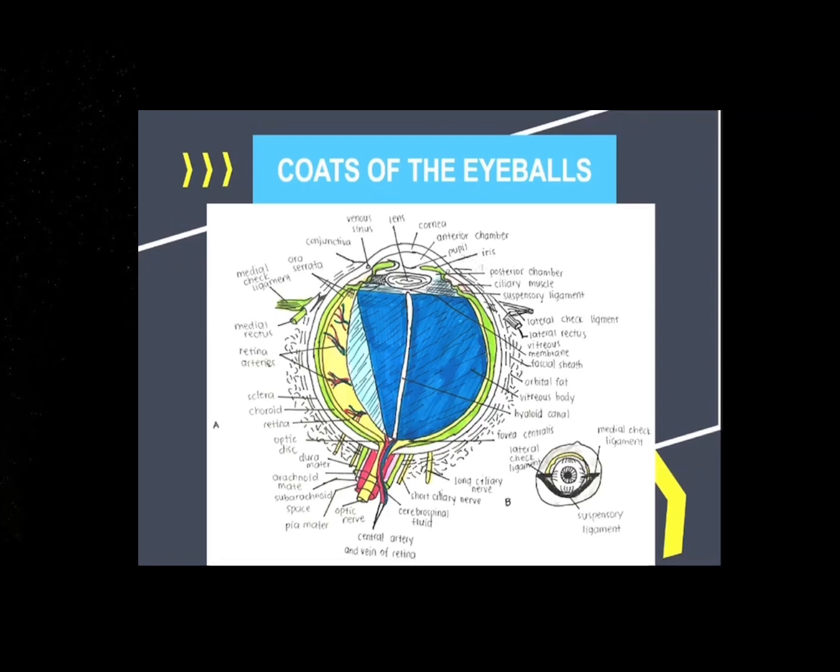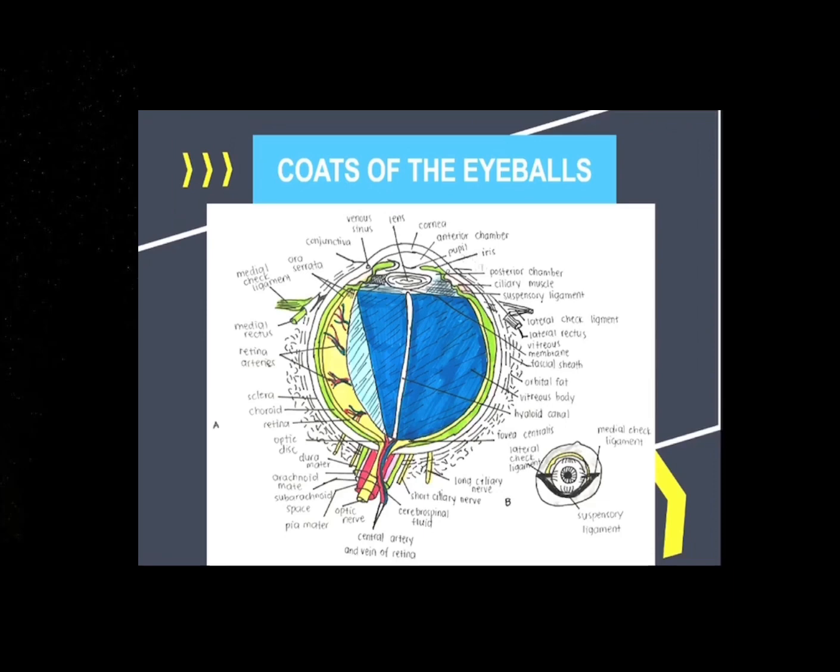Structure of the eye. The eyeball is embedded in the orbital fat but is separated from it by the fascial sheath of the eyeball. The eyeball consists of 3 coats, which, from without inward, are the fibrous coat, the vascular pigmented coat, and the nervous coat. Did you know the coats of the eyeball?